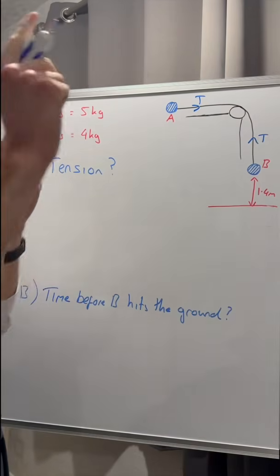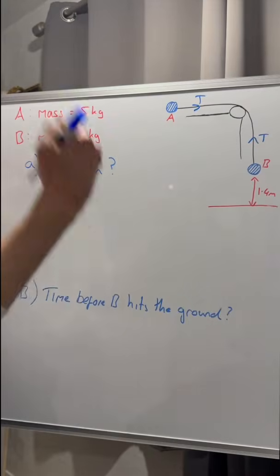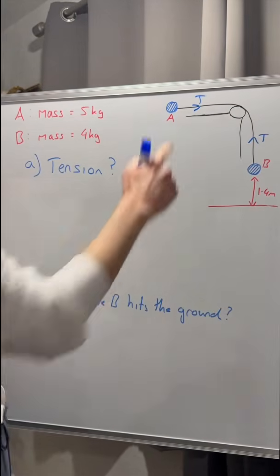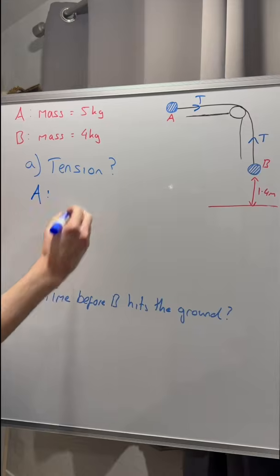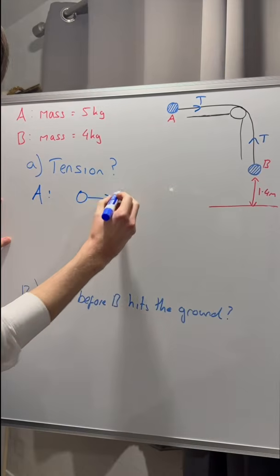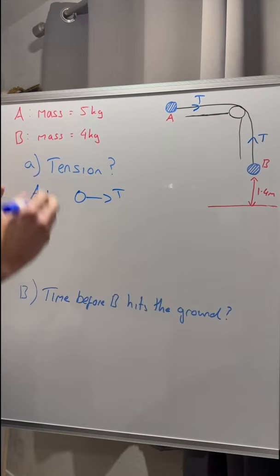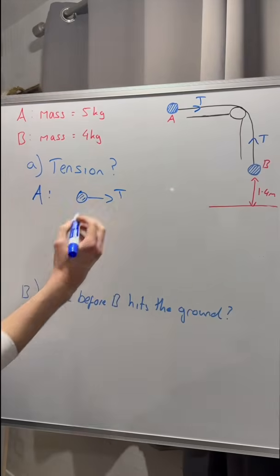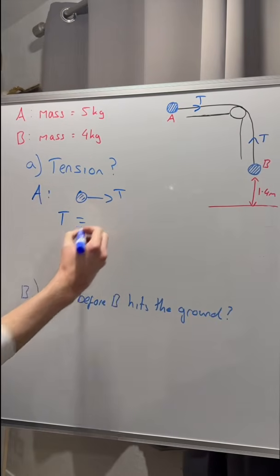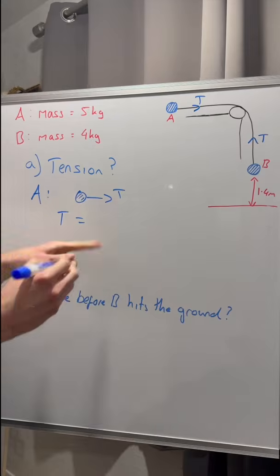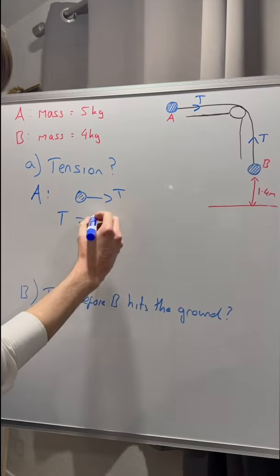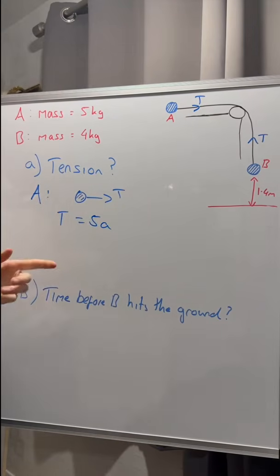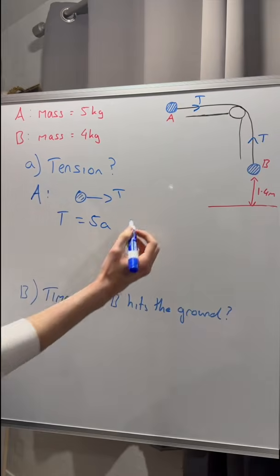Well, the tension is going to be the same, so I can come up with two F equals ma equations, one for each particle. For particle A, I've got a particle moving to the right with a tension T, nothing moving to the left. So my resultant force is simply T. So F equals ma, T is equal to m, which is 5, times a. Don't really know what a is, but that's fine because we're going to have some simultaneous equations.